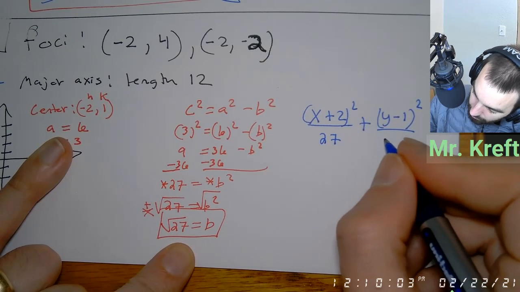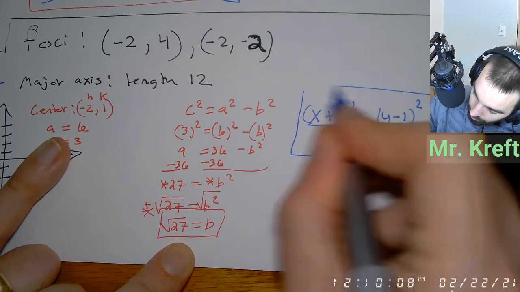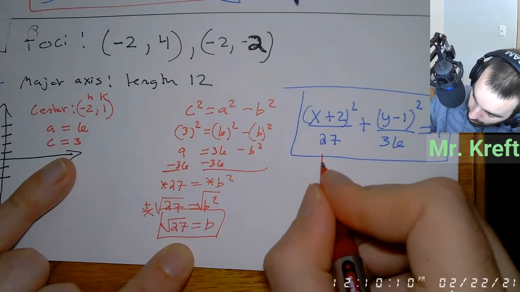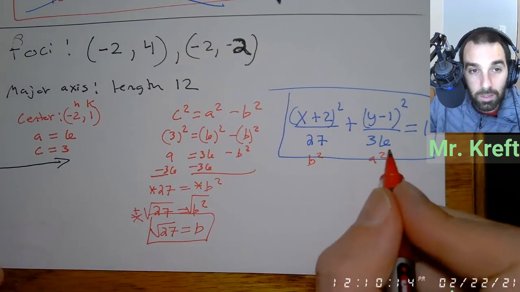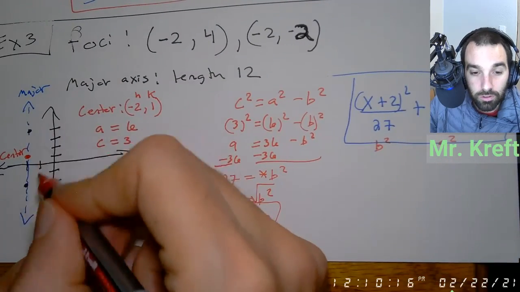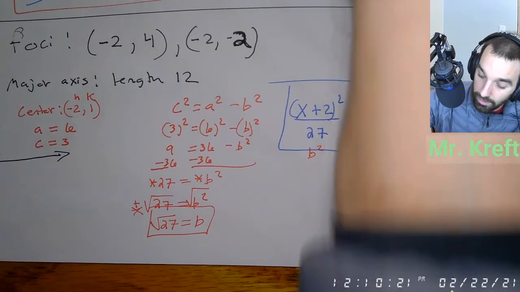So 6 squared is 6 times 6 is 36. And that equals 1. So just some notes here, right? This is my B squared. This is my A squared, right? Because my major is in the Y direction. Okay. Now that takes us to 12:10.